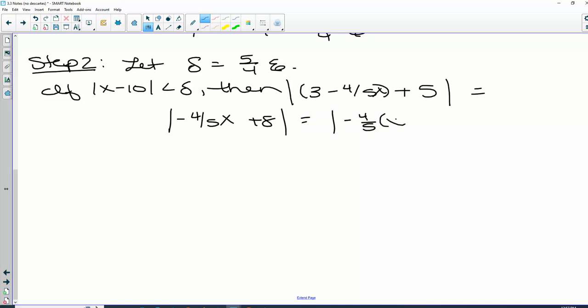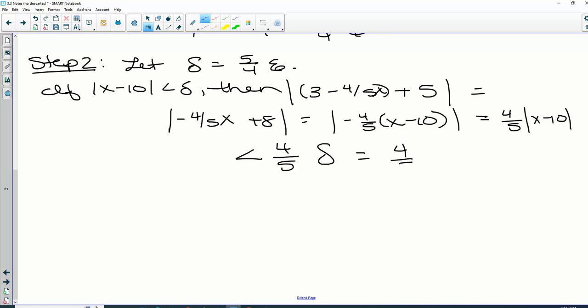So then that would be x minus 10. Take the absolute value of -4/5, it's a positive 4/5. But we know that the absolute value of x minus 10 is less than delta. So 4/5 times that would have to be less than 4/5 delta. So we have our less than, and then we said delta, and that is epsilon. So success, we got there.